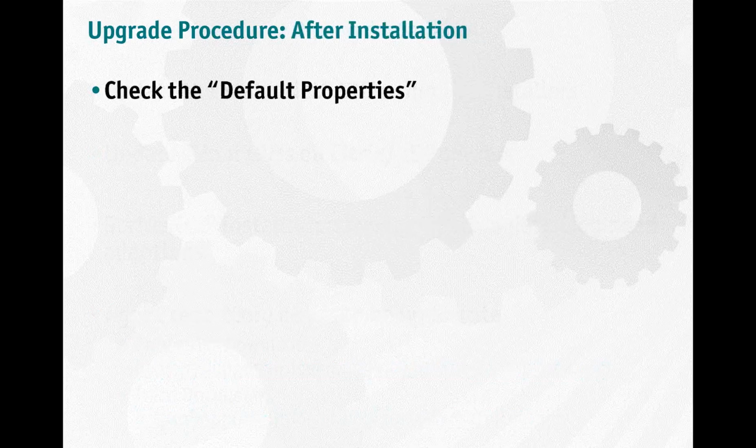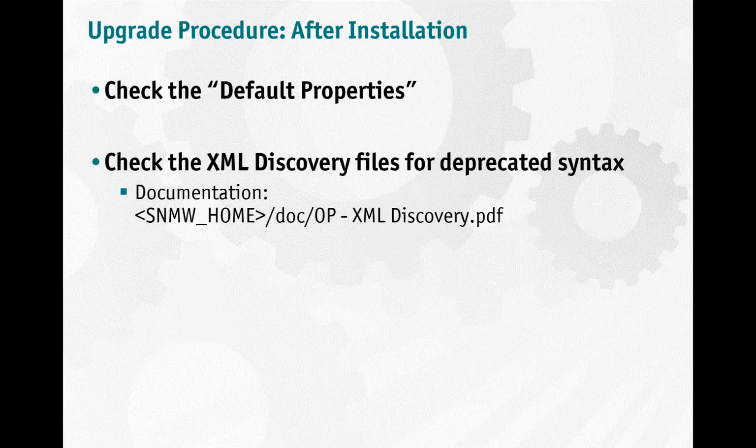After your installation or your upgrade procedure was successful, you should check the default properties if everything is set correctly. Also remember that we added this IP SLA measurement, so check if you want to use this or if you don't want to use this. You should also check your XML discovery file for deprecated syntax. Also in here we have a new updated XML discovery with better descriptions of all available elements and attributes, and also extended examples.